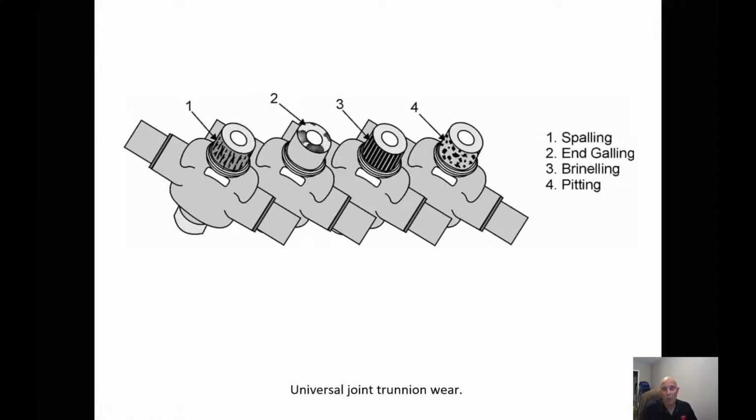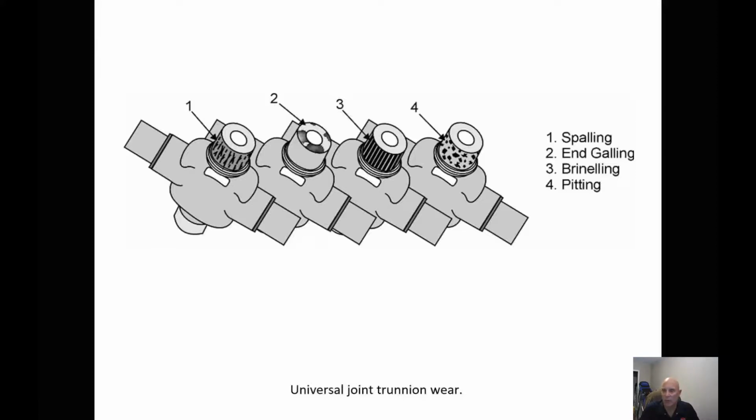Now, again, any time that we take a look at a U-joint, we take it apart for any reason, we should be inspecting the trunnions to see what kind of wear we have on them. So wear can be caused by a bunch of different things. For instance, if you take a look at number one, spalling. Spalling is caused by a lack of lubrication. They haven't been serviced. If we take a look at number two, it's end galling, which means that the caps are being pressed on there too tight.